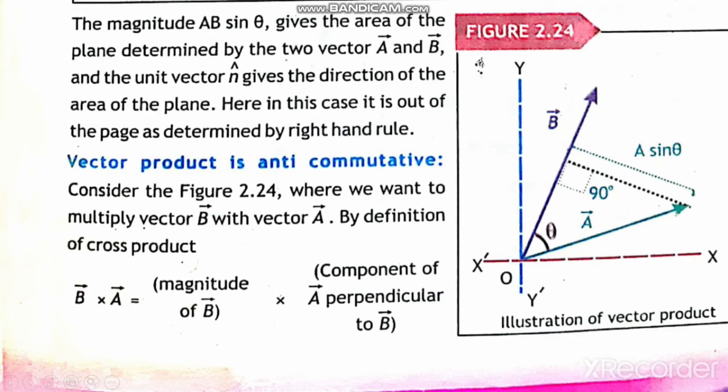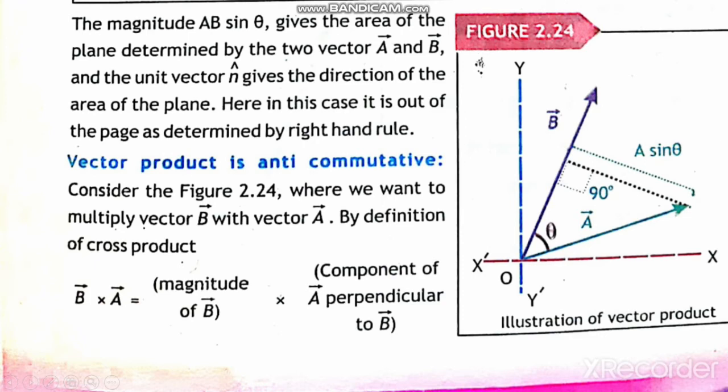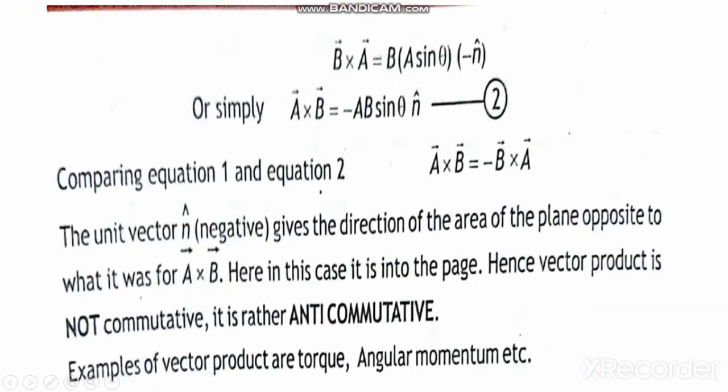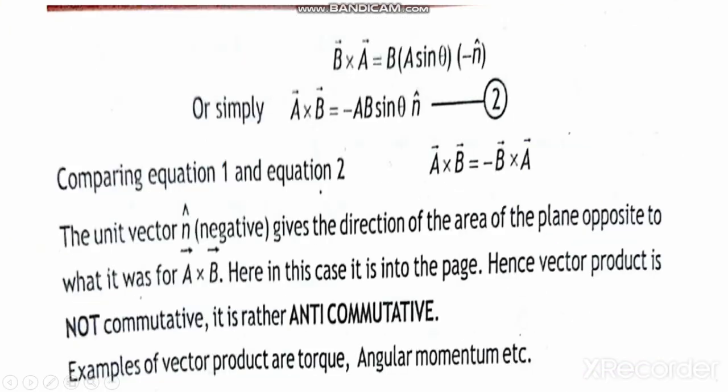As the scalar product is commutative, the vector product is anti-commutative or non-commutative. A cross B is equal to AB sin theta n. What is the case of B cross A? B cross A is equal to the magnitude of B multiplied by the component of A perpendicular to B. It is B multiplied into A sin theta. The component of A perpendicular to B is A sin theta.